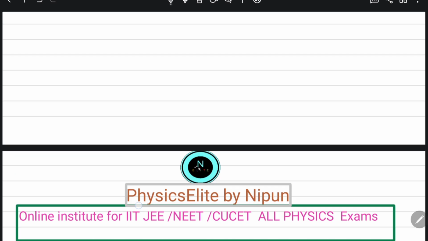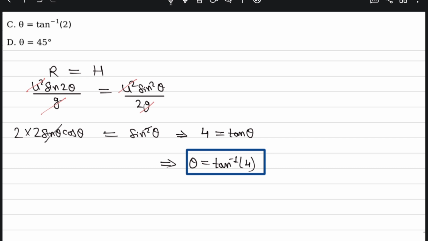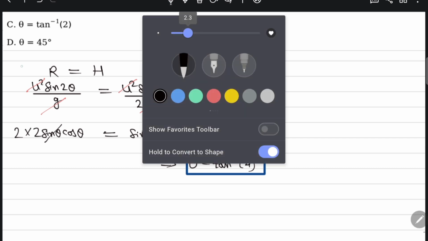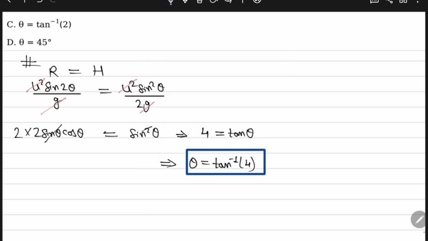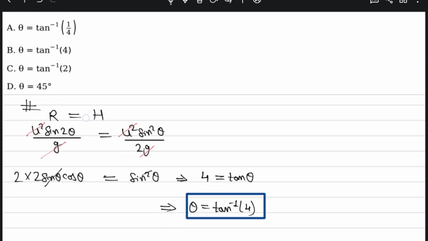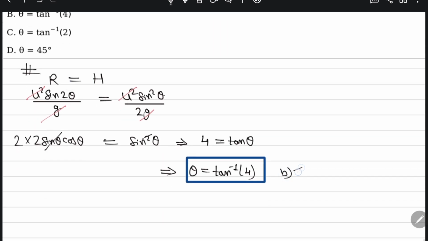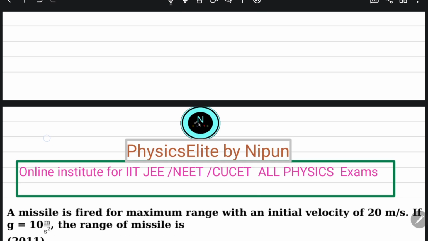Getting my point? You understand now? So in this question, what they are telling is that the horizontal range and maximum height are the same. So then you can find the angle of projection. So the angle of projection theta is equal to tan inverse 4. So which option? Option B is correct. So now I proceed to the next question.